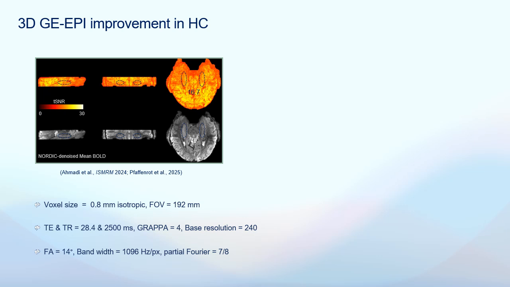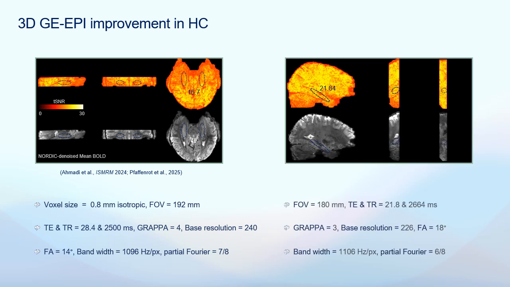We started with a 3D GE-EPI sequence that has been used in one of my previous studies and a study by Pfaffenrot and colleagues with an isotropic voxel size of 0.8 mm and bilateral hippocampus coverage. To boost the tSNR, we opted for unilateral hippocampus coverage in sagittal orientation, and to do so, we reduced field of view, GRAPPA, and base resolution and adjusted bandwidths and partial Fourier.